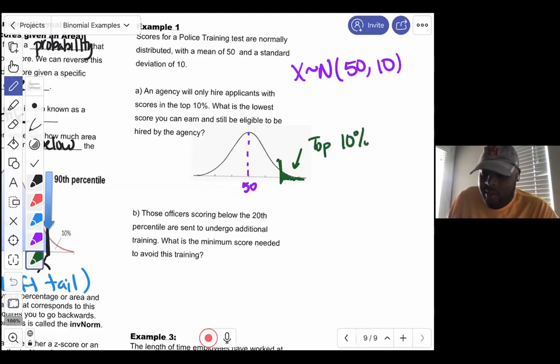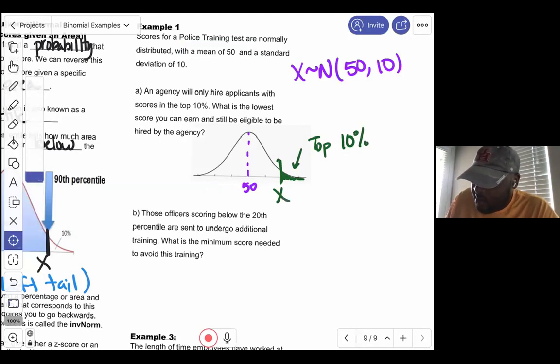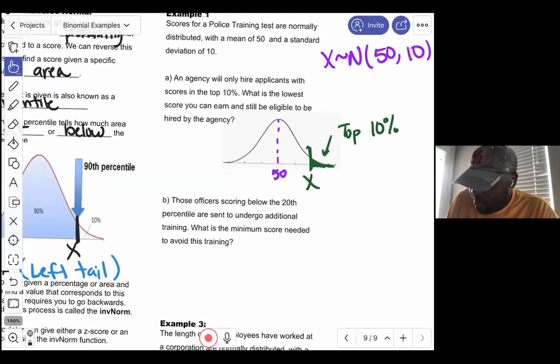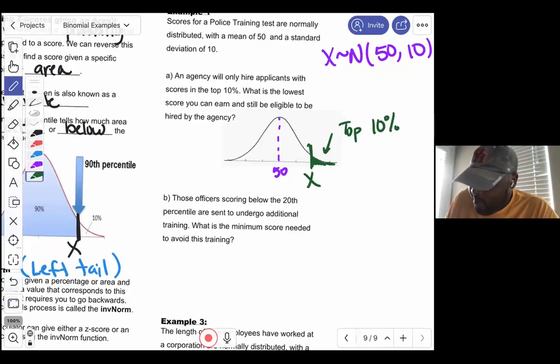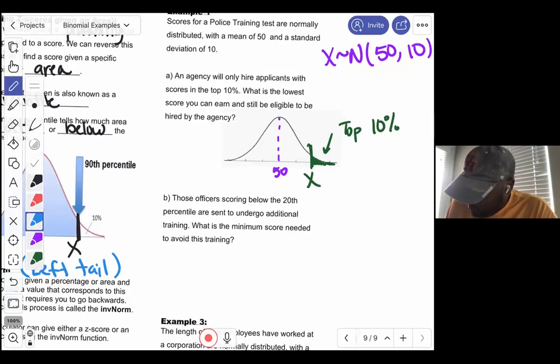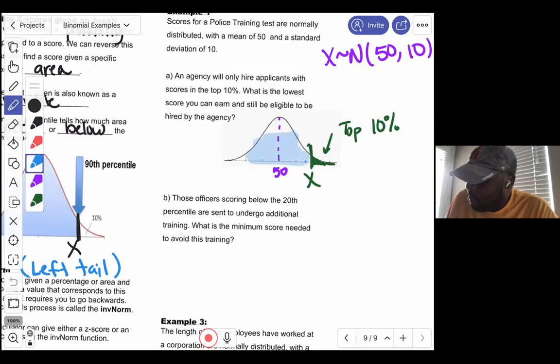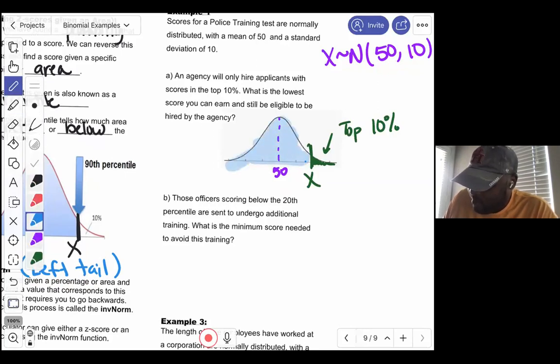So that's the top 10%. And I want to look for this value X that denotes that top 10%. Now, the problem with trying to do this in my calculator, though, is this. My calculator can only calculate what side of the curve again? The left side. It can only do the left side, left tail. So if I'm at the top 10%, I need to know the percentile that corresponds to that by looking at the, come back this way. I need to look at the bottom 90 percentile, the bottom 90.